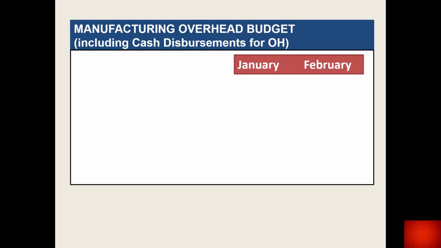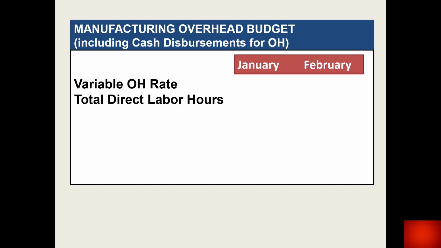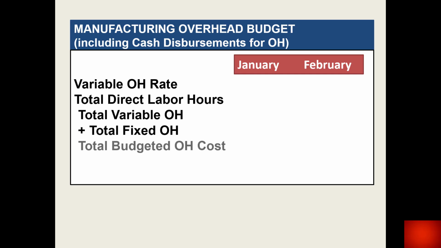We'll prepare this budget for both January and February. We'll start with our variable overhead rate. Because our overhead rate is based on direct labor hours for this company, we'll multiply by total direct labor hours, and that will give us our total variable overhead cost that is expected. We'll add to that our fixed overhead, and that will be our total budgeted manufacturing overhead cost.